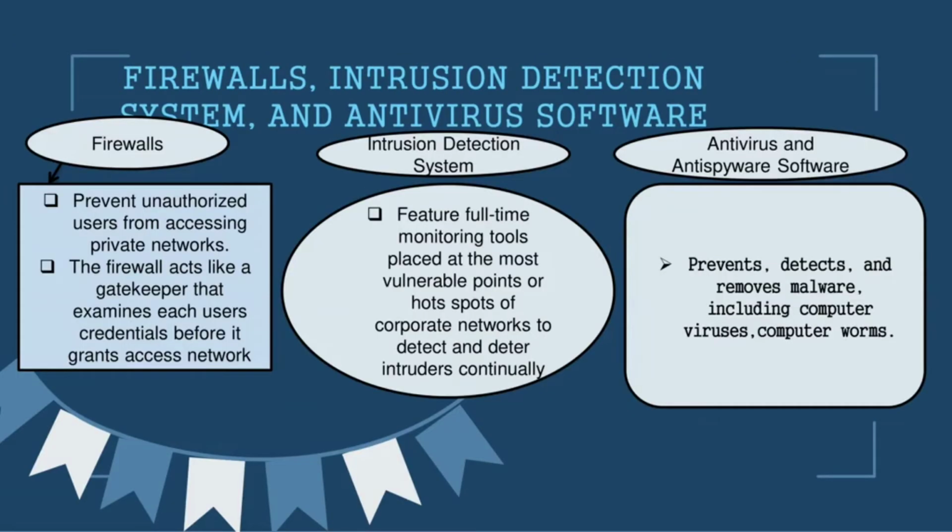For number 2, firewalls, intrusion detection system, and antivirus software. Okay, the first one, firewalls. It prevents unauthorized users from accessing private networks. The firewall acts like a gatekeeper that examines each user's credentials before it grants access to the network.